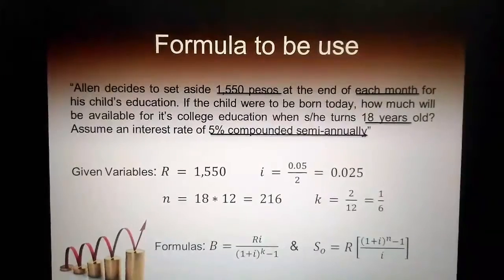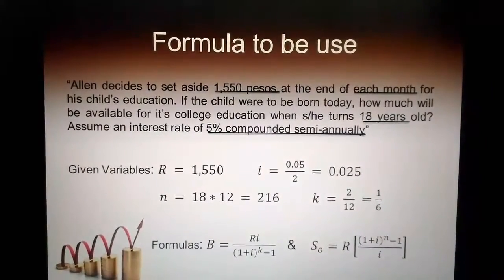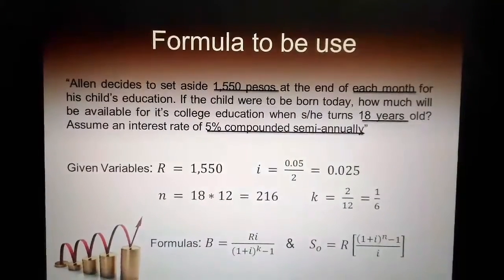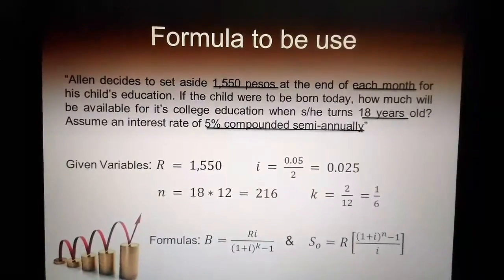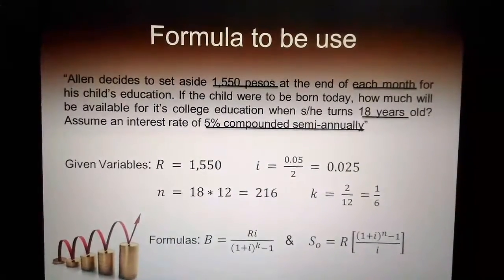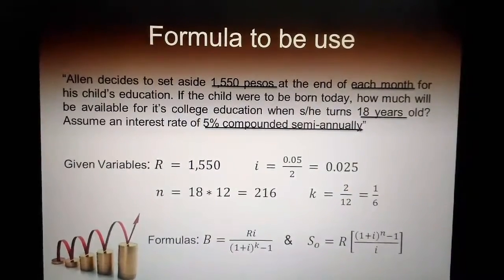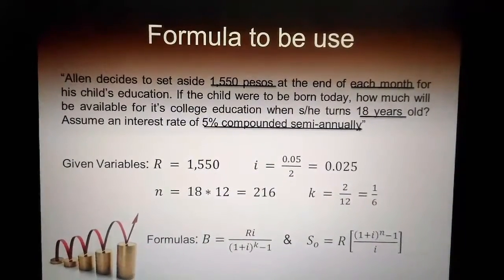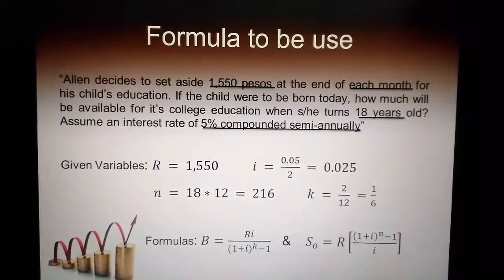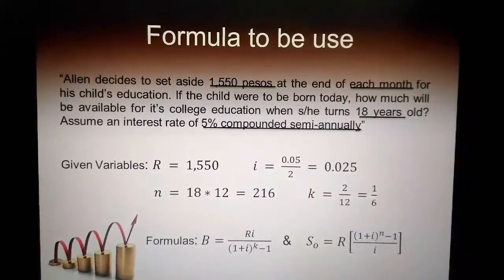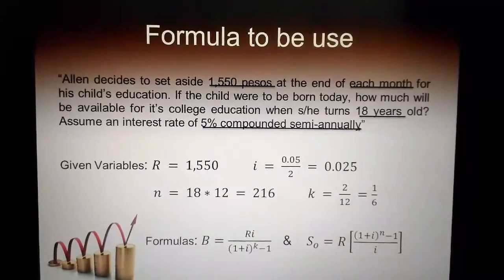Going back to our problem, the given variables are R, our periodic payment, which is 1,550. Our N is the term of annuity, which is 18 times the payment interval, which is 12, is equal to 216. Our I is our interest rate, which is 0.05 divided by the conversion period semi-annually, which is 2, is equal to 0.025. Our K is the interest conversion period, which is 2, divided by the payment interval, which is 12, is equal to 1/6.